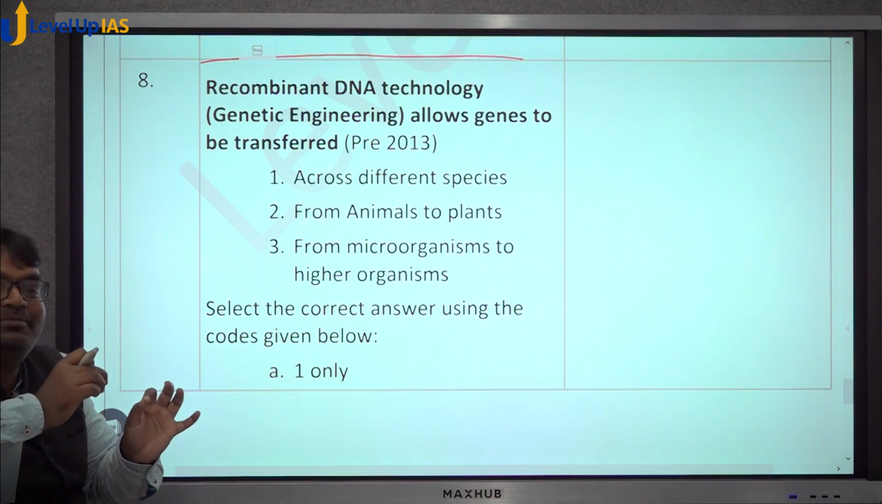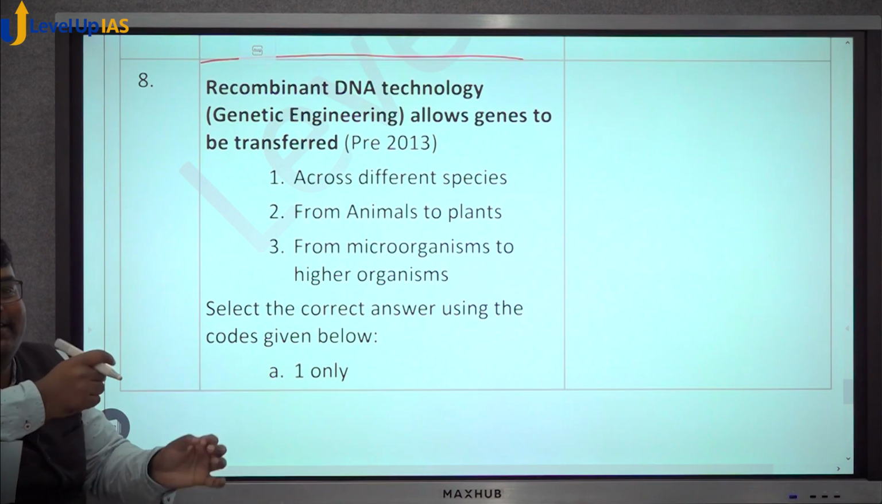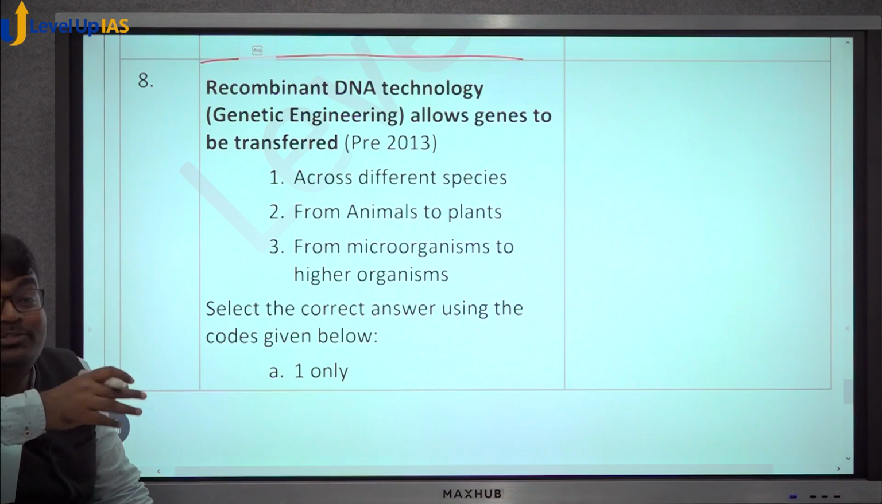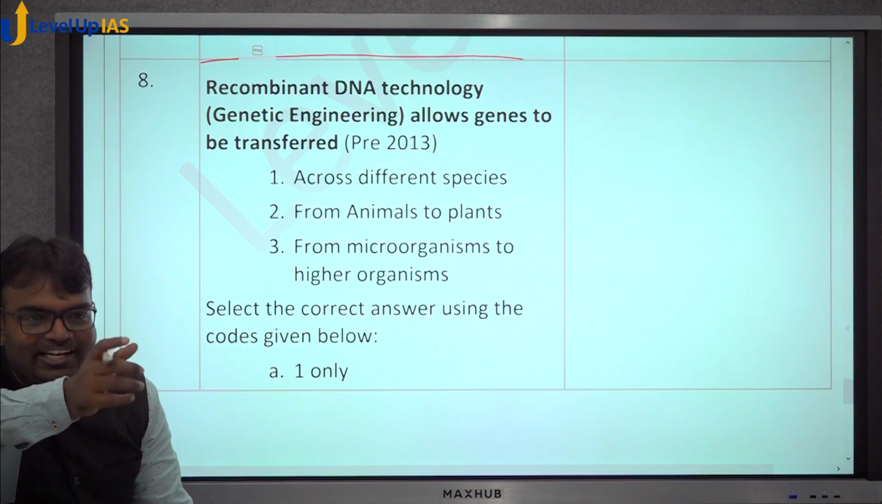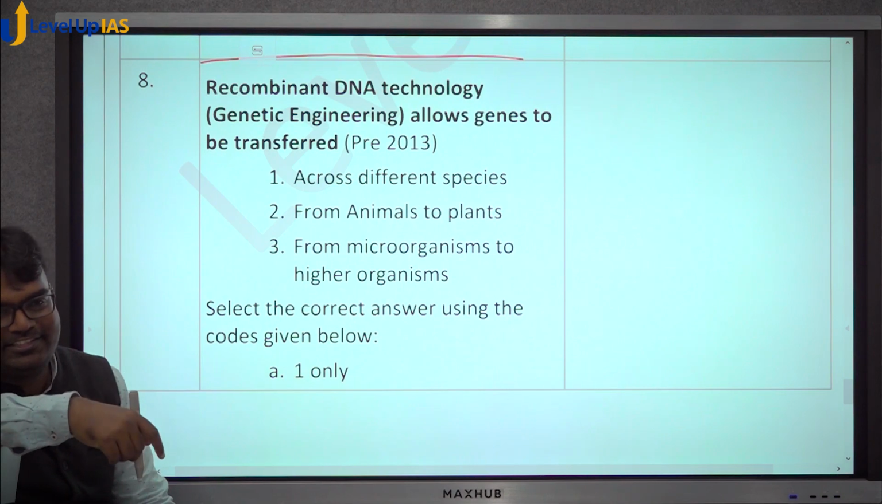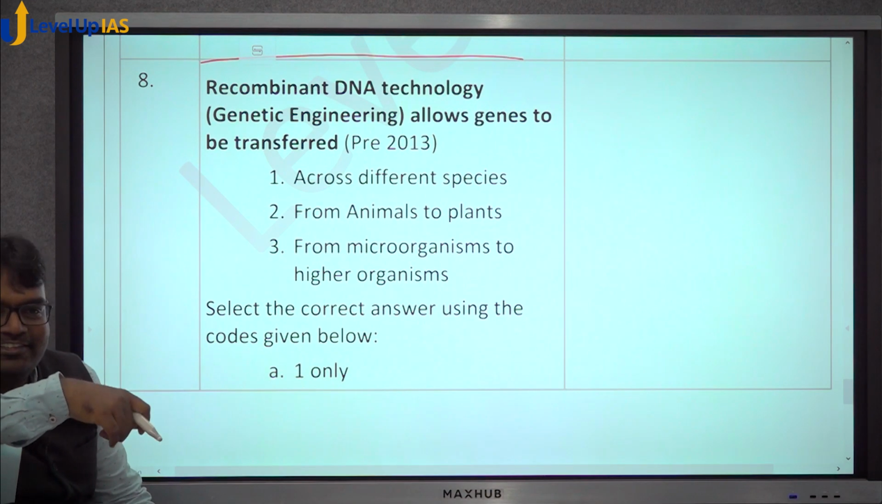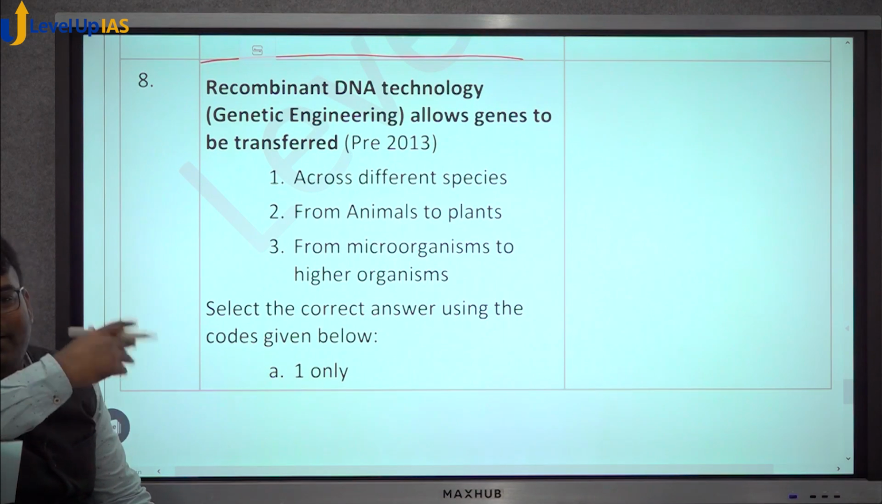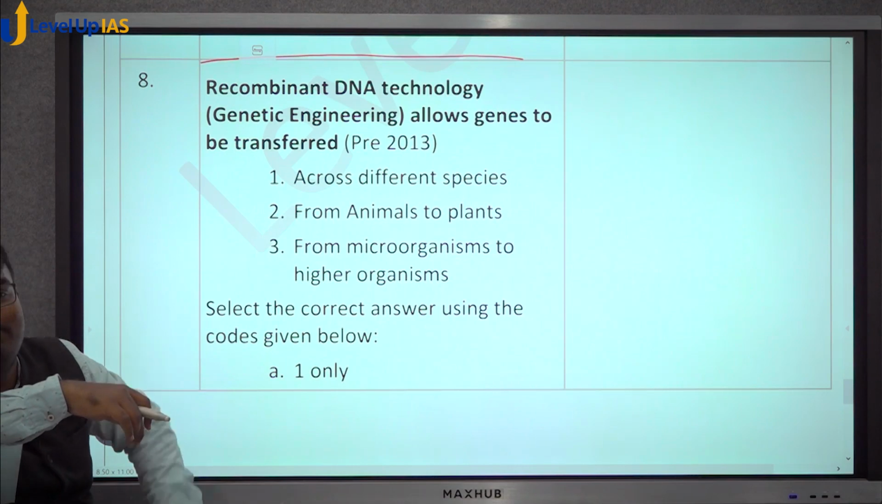Between all living organisms which have DNA, except some viruses, all living organisms have DNA. Why do you even have to think? I spent half an hour explaining this only. Except some RNA viruses, from microorganisms to higher organisms, yes. Bacteria is a microorganism. We are higher organism. Plant is a higher organism. Can transfer take place? Yes. This was also asked in Prelims 2013.